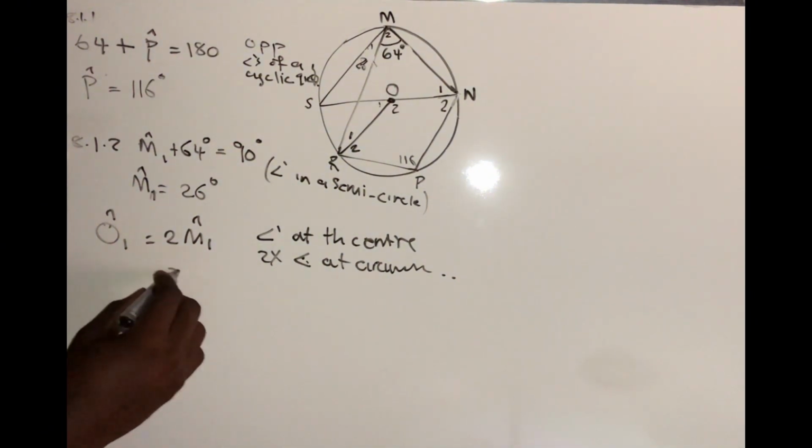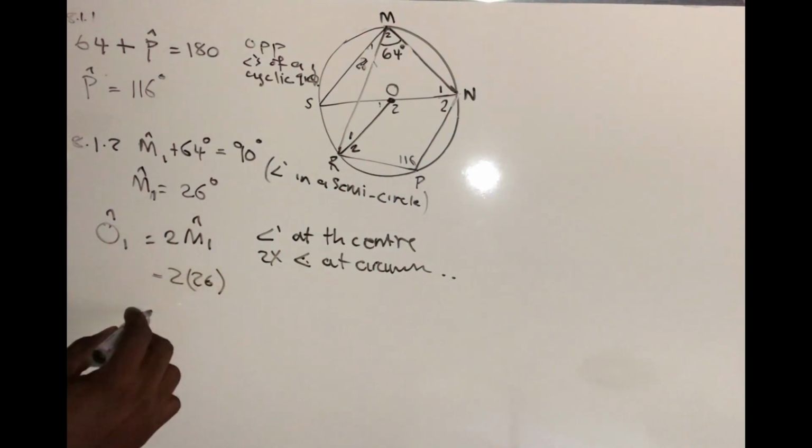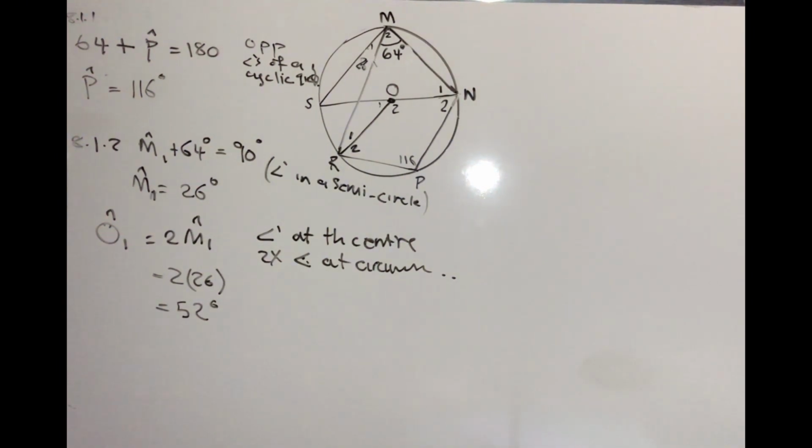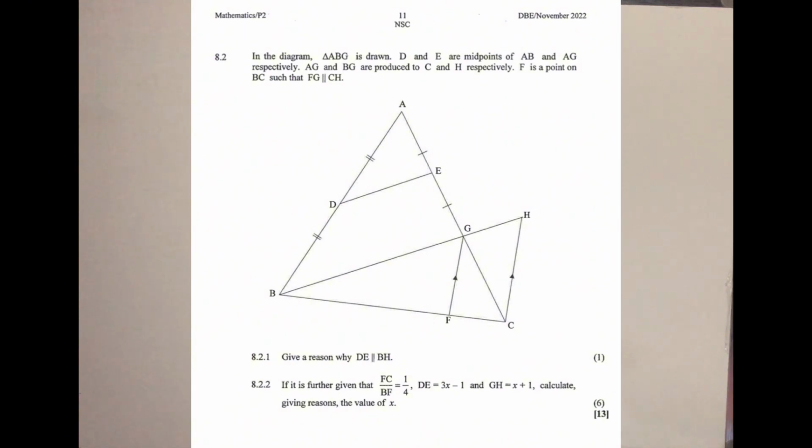And then now 2 times M1 is what? M1 is 26. 2 times 26 is what? 52 degrees. So that is it for question 8. Let's go to the next question. 8.2 says, in the diagram, triangle ABG is drawn. So you can see triangle ABG, and they say D and E are midpoints of AB and AG respectively. So they are basically telling us that D is a midpoint of AB, and E is a midpoint of AG.